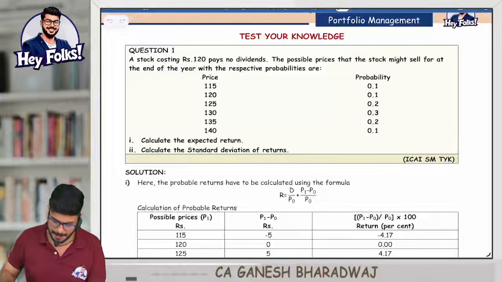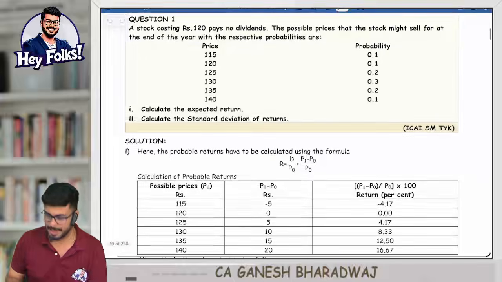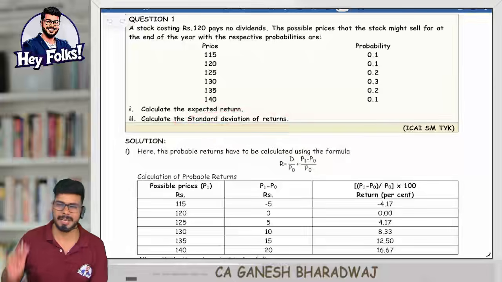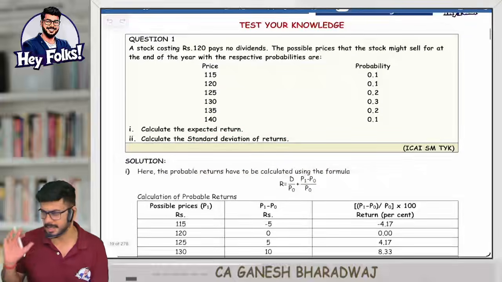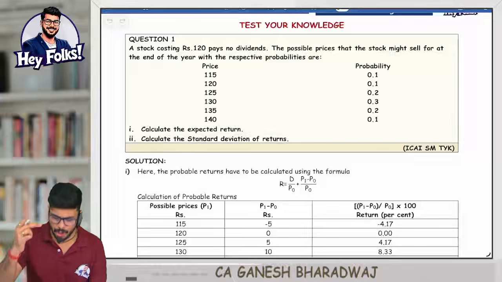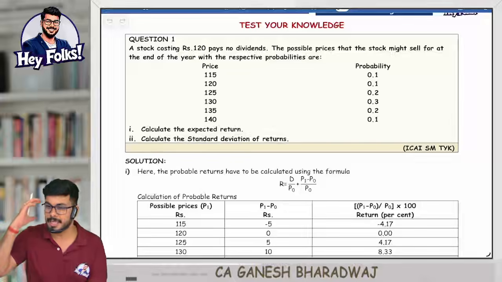Now, what are they asking? Number 1, calculate the expected return. Number 2, calculate the standard deviation of returns. Is this clear? I will give you about 30 seconds. Quickly go through this once, frame an approach to the solution, and then get started.